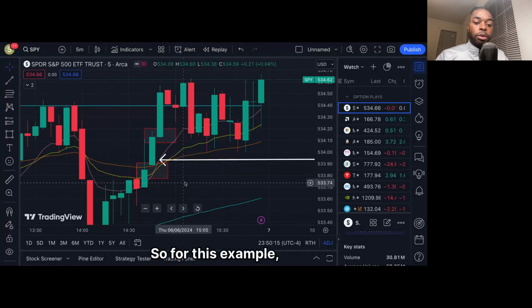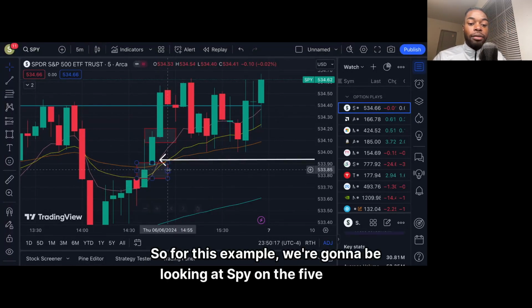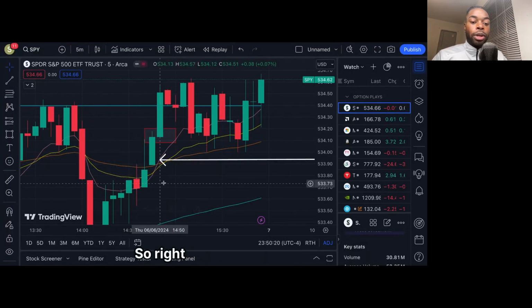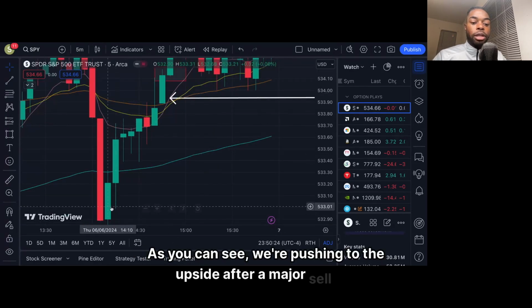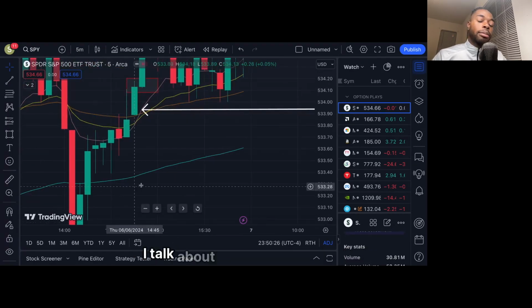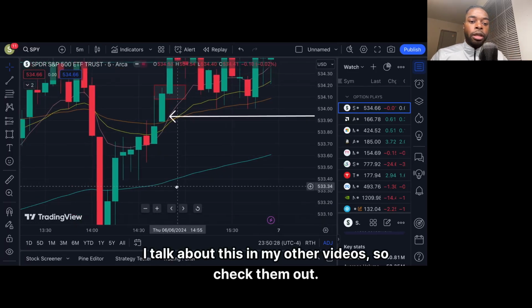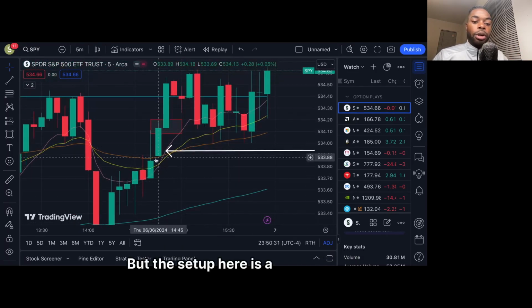So for this example, we're going to be looking at SPY on the 5-minute time frame. So right here, we have a nice push to the upside. As you can see, we're pushing to the upside after a major sell-off. We have a micro double bottom. I talk about this in my other videos, so check them out. But the setup here is a crossover of VWAP.